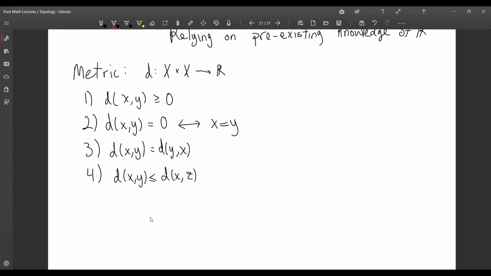It says, in non-rigorous words, that the distance between 2 points can't be greater than the distance going to some other point and then back. So if you have some third point in the middle, you will never achieve a smaller value of the metric. And so this is called the triangle inequality.